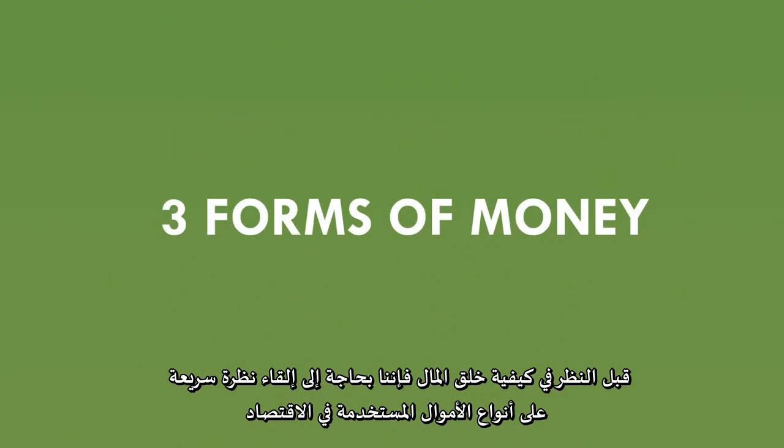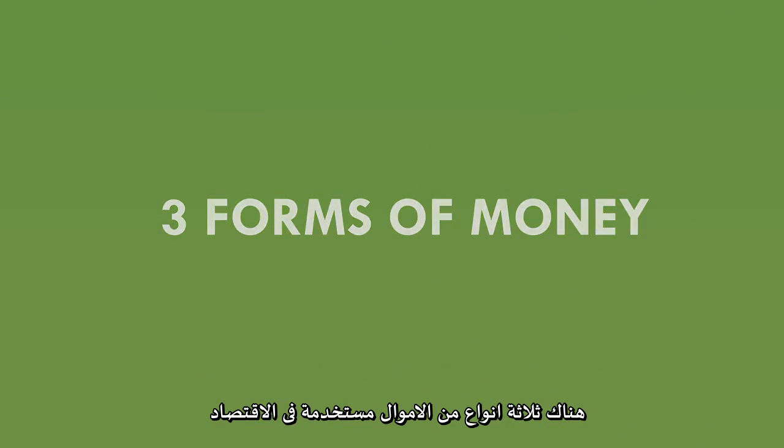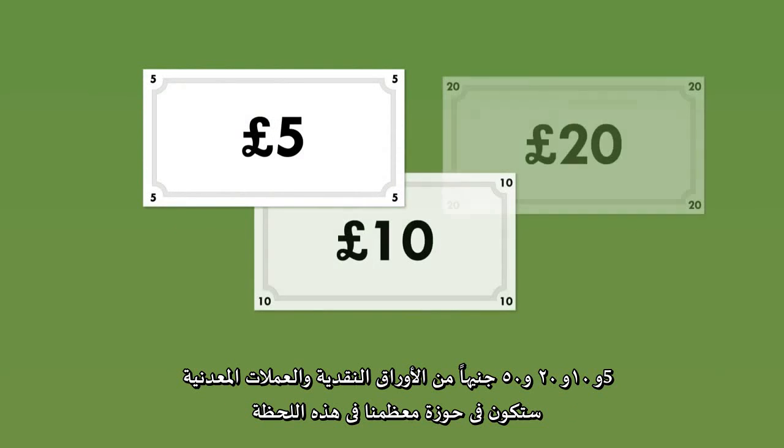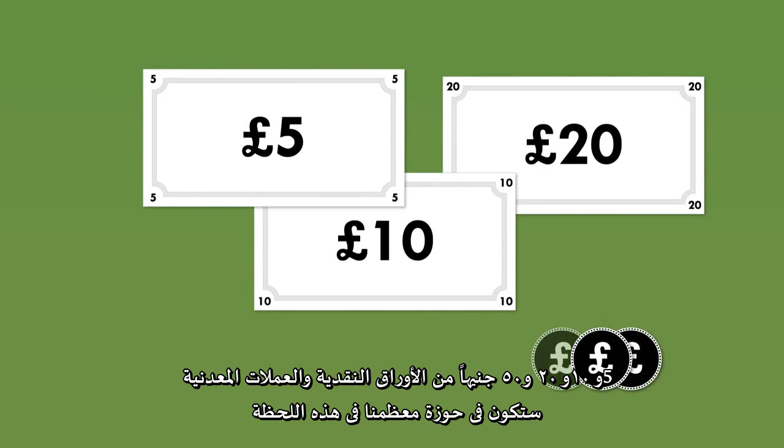Before we start looking at how money is really created, we need to have a quick look at what types of money we actually use in the economy. There's actually 3 types of money that we use in the economy. As a member of the public, you will only ever have used 2 of them. The simplest form is cash, the £5, £10, £20 and £50 banknotes, and the metal coins that most of us will have in our wallets at any point in time.